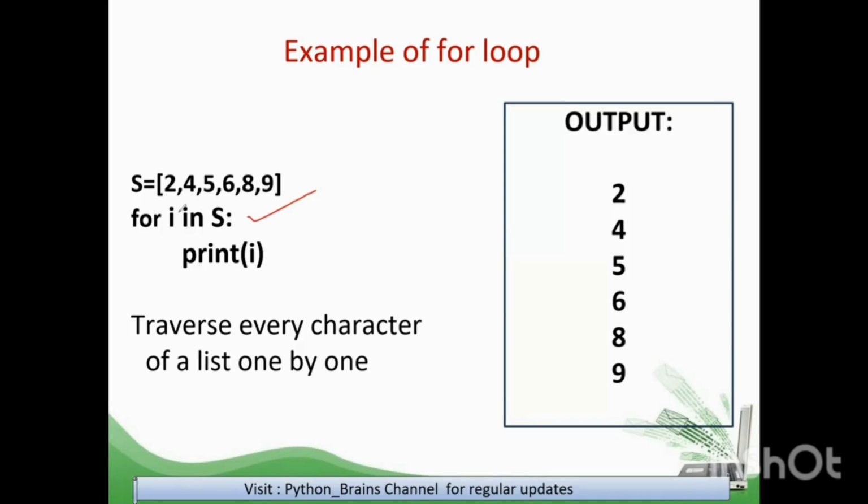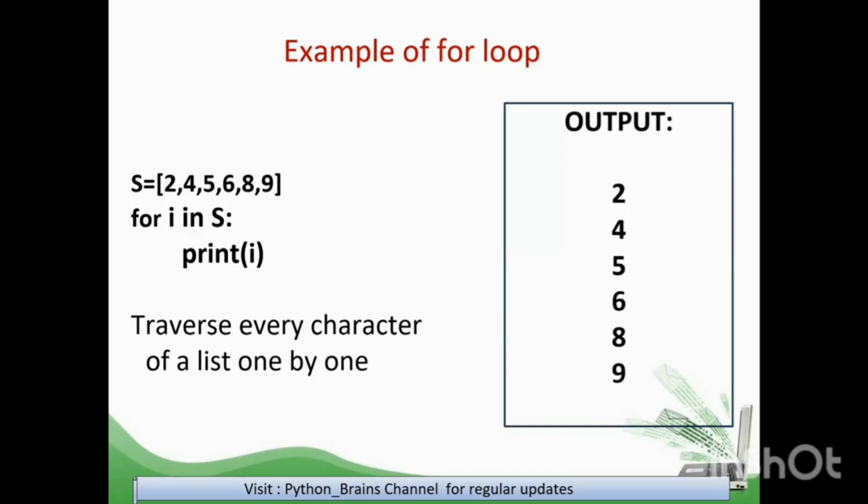So 2 is there, then 2 is printed, then 4 is there, 4 is printed, then 5 is there, 5 is printed, then 6 is there, 6 is printed, then 8 and then 9. So again the same thing as we follow in the string, it traverses every element of a list one by one. This is all about the for loop.